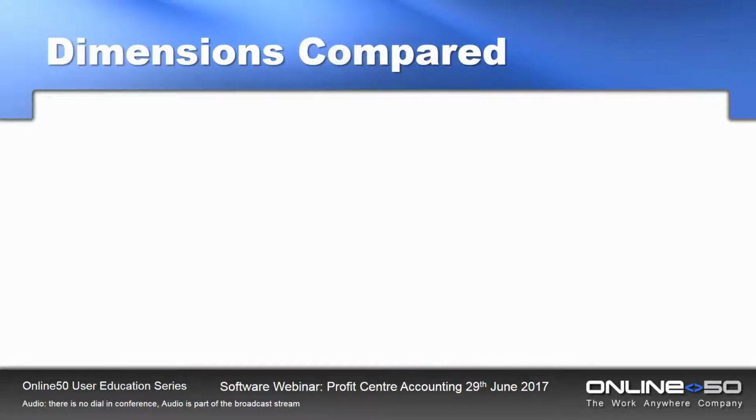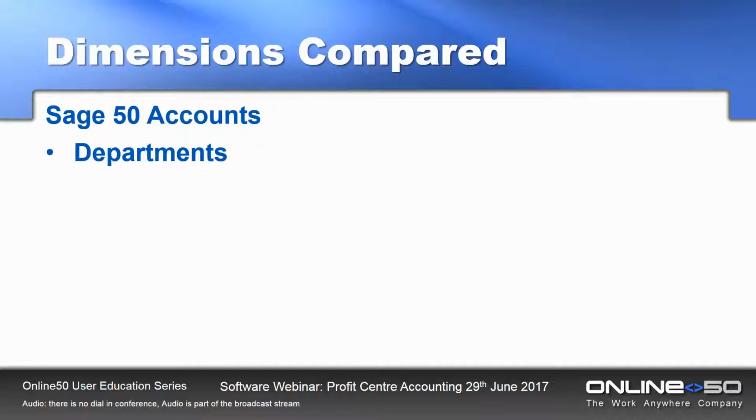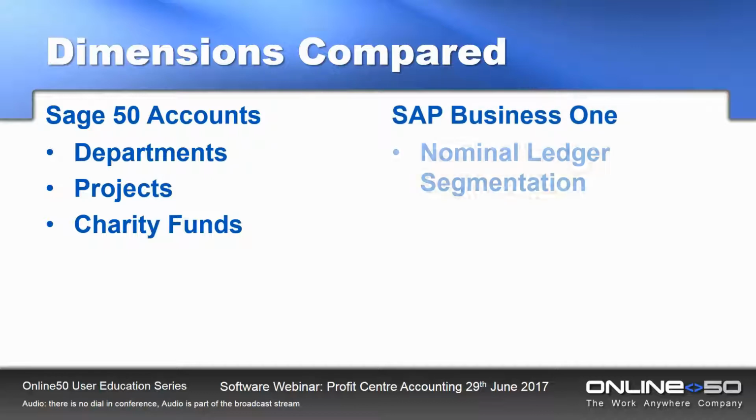So we're just going to have a quick summary of where we've got to in the two systems, looking at the ways in which we can tag data. So Sage 50 accounts. We have departments, we have projects, we have charity funds. In SAP Business One, we can use nominal ledger segmentation.